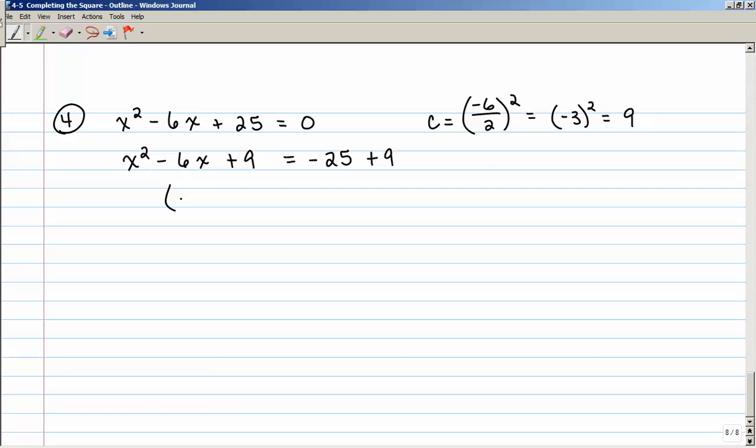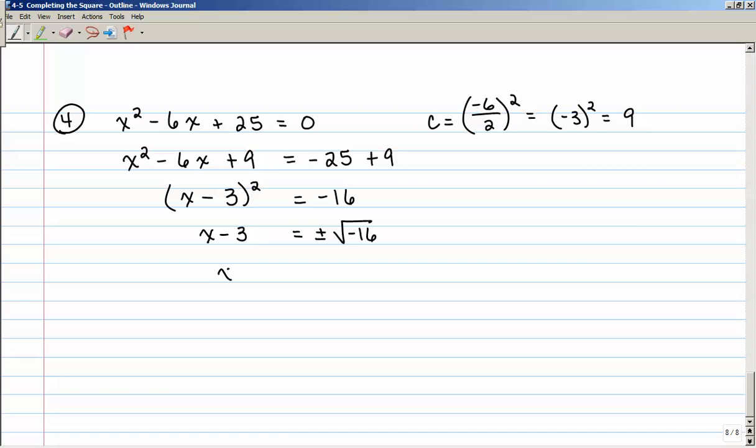Factor the left side. It is a perfect square trinomial. This one has a negative in the middle, so I'm going to put a negative there. Square root of 9 is 3, squared equals a negative 16. Next step, take the square root of both sides. We can do this. x minus 3 equals plus or minus the square root of negative 16. And you remember what to do with square roots of negative numbers. We're going to use the imaginary unit.